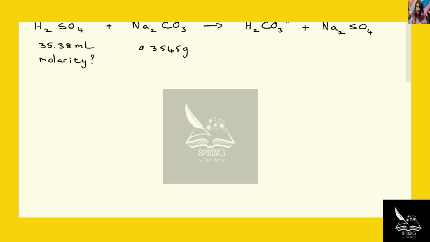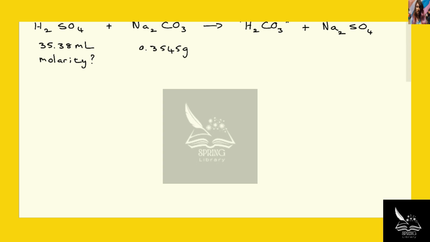In this question, we need to determine the molarity of sulfuric acid when working with a 35.38 milliliters of sulfuric acid solution that reacts completely with 0.3545 grams of sodium carbonate. Now, when this reaction takes place, the question states that the sulfuric acid reacts completely with the sodium carbonate. So that means it takes place according to stoichiometry. So we will be able to use the stoichiometric ratio of the balanced reaction equation. And for that purpose, we just need to make sure that the equation is balanced.